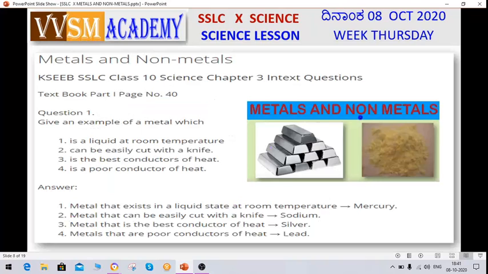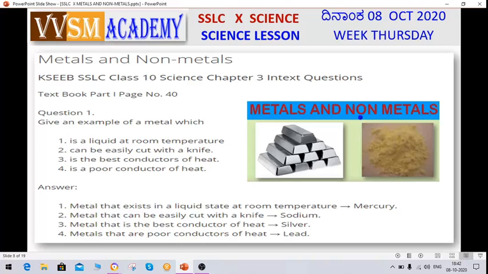Metals and non-metals. It is from the Karnataka Secondary Education Examination Board, SSLC class, 10th standard, chapter 3 of the textbook. Question number 1, revision exercise from the examination point of view. Give an example of a metal which is a liquid at room temperature, one that can be easily cut with a knife, and one that is the best conductor of heat and electricity, and one that is a poor conductor of heat. Coming to metals and non-metals, friends, these are very important chapters.